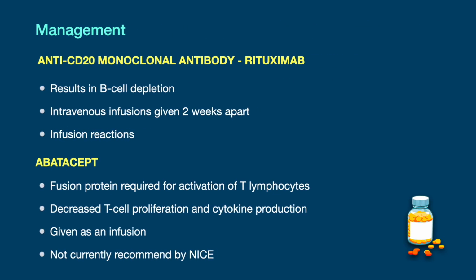Next would be rituximab. This is an anti-CD20 monoclonal antibody resulting in B-cell depletion. Two 1 gram intravenous infusions are given 2 weeks apart. The infusion reactions are common. As for abatacept, this is a fusion protein that modulates a key signal required for activation of T lymphocytes. It leads to decreased T-cell proliferation and cytokine production. Given as an infusion, and it's not currently recommended by the NICE guidelines.